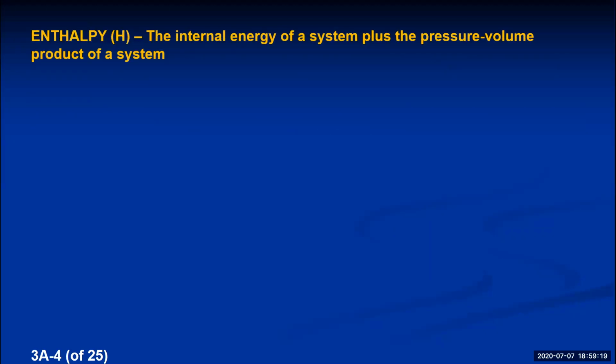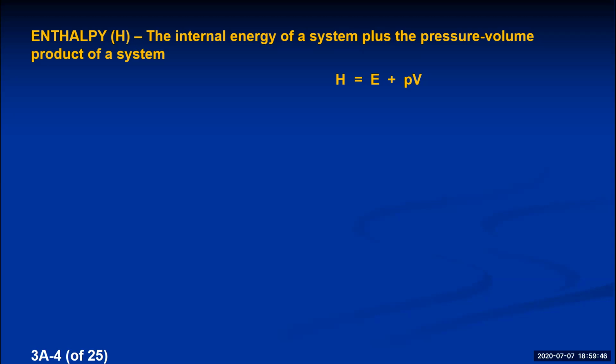Enthalpy is abbreviated by the letter H, and technically it stands for the internal energy of a system plus the pressure volume product of a system. If we write that out algebraically, enthalpy H will equal the internal energy E plus the product of the system's pressure and volume. We discussed enthalpy back in Chem 1A, but we never actually defined it, at least in my class I didn't. This is the actual definition.